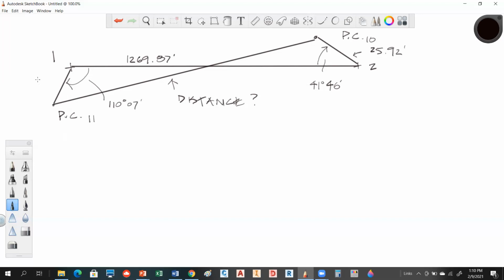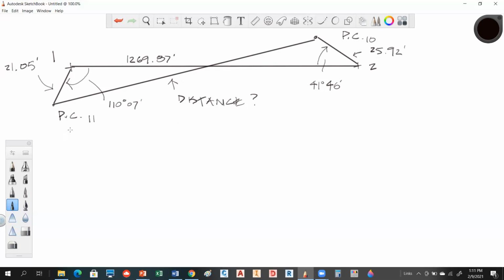And this distance was 21.05. Okay, so that's what we knew. Now, we don't really know where north is on this, and we really don't care, because at the end of the day, we just want to know what is the distance from property corner here, which I'm just arbitrarily calling 11, to property corner 10.